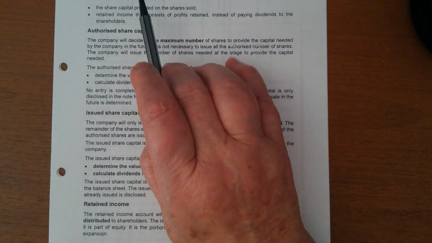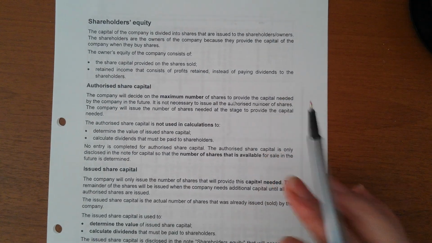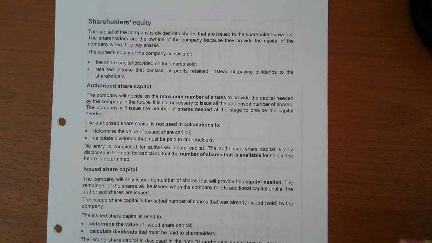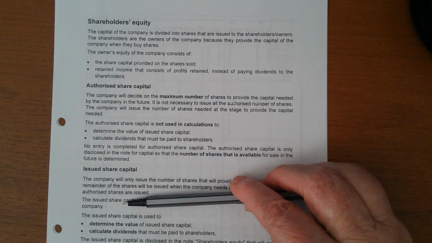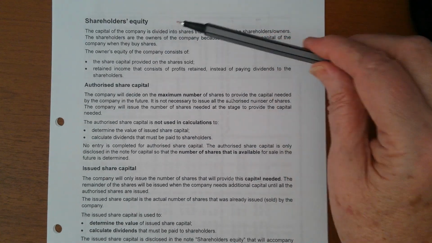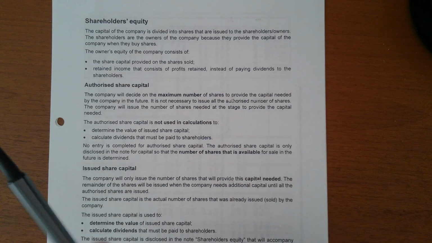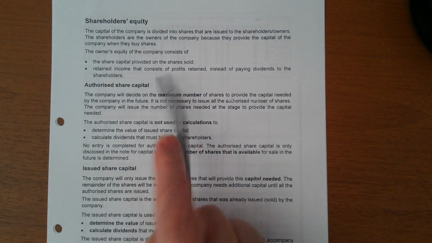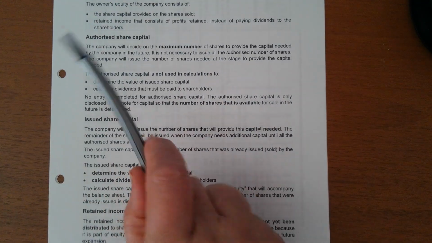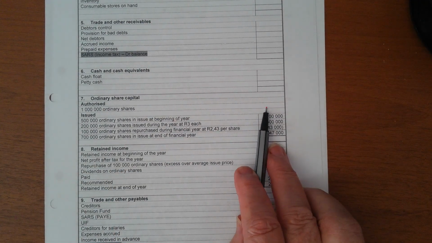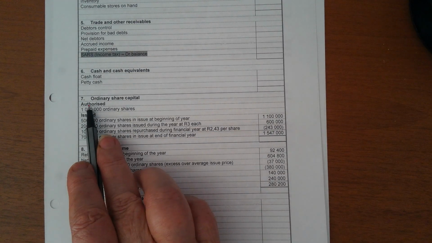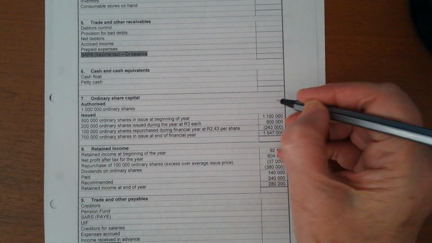Okay, shareholders' equity gives an indication of all the shares that you are allowed to issue. So that would be your authorized share capital and your issued share capital. The shareholders' equity consists of the capital and the retained income, the profits that were kept back in the business. With the ordinary share capital, you are never allowed to write any amounts there, because you don't know how many shares will be issued. So for ordinary shares, you show your authorized shares and no amount.